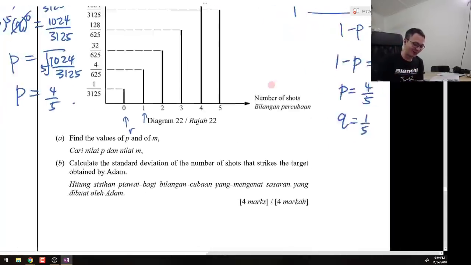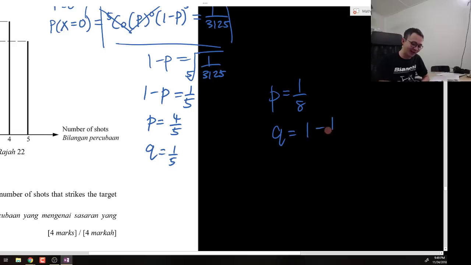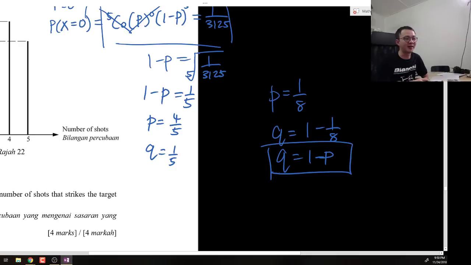Why is it 1 minus P? Good question. If P equals 1 over 8, how do you get Q? You need to do 1 minus 1 over 8, right? This is the formula because P plus Q is always equal to 1, so Q is always 1 minus P. Just remember this.